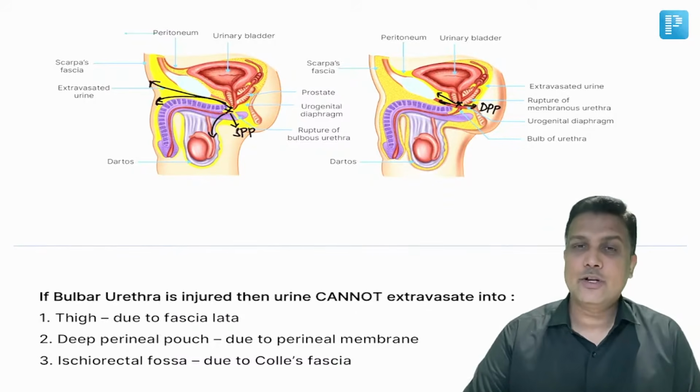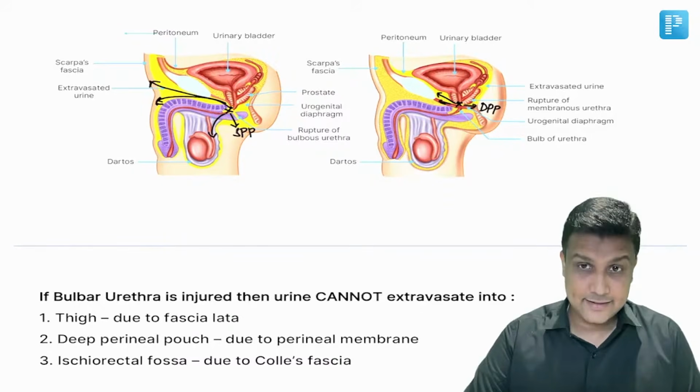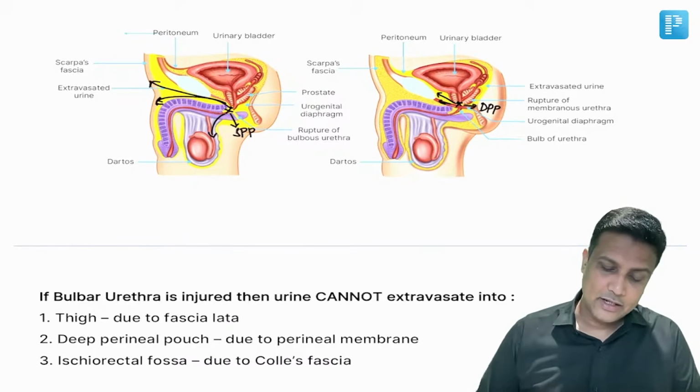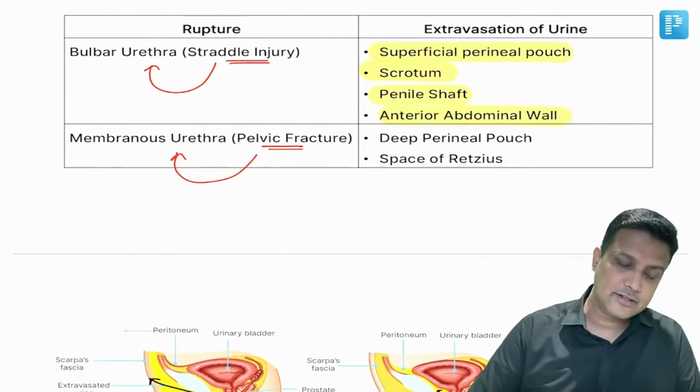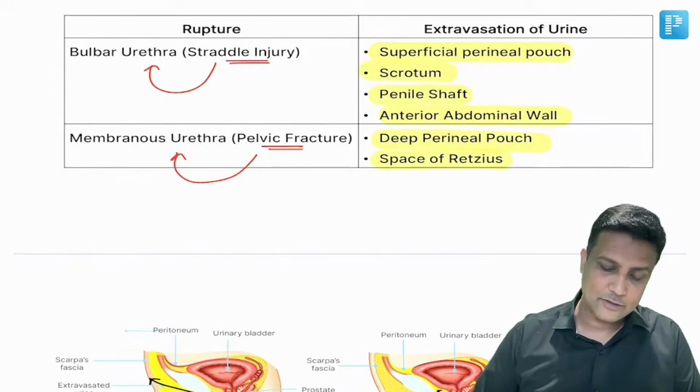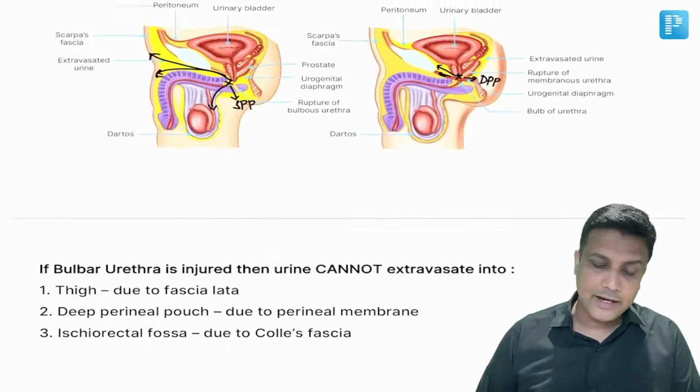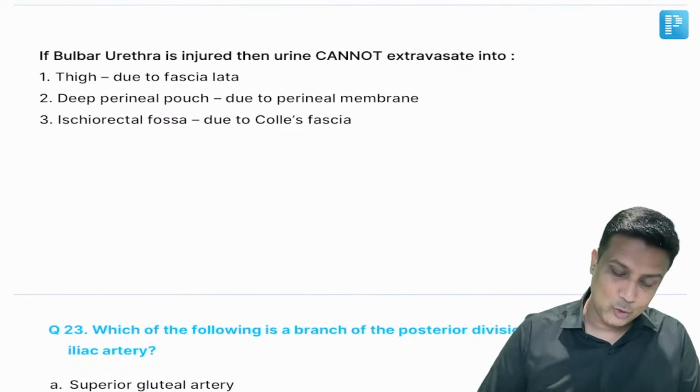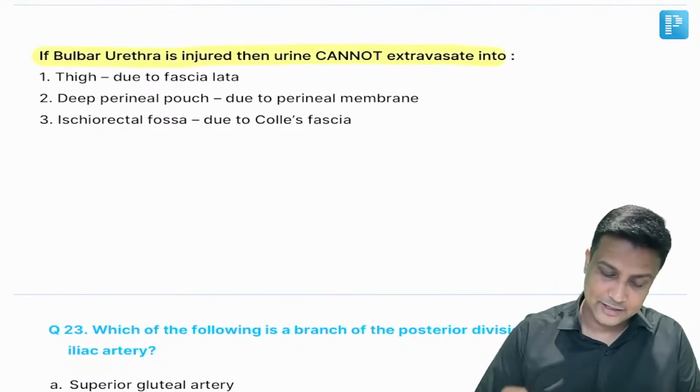And that space is actually referred to as the space of Retzius. Okay. So therefore, if the membranous urethra is ruptured in pelvic fracture, the urine can go into the deep perineal pouch as well as the space of Retzius. And finally, where the urine cannot go, that is also very much important nowadays.